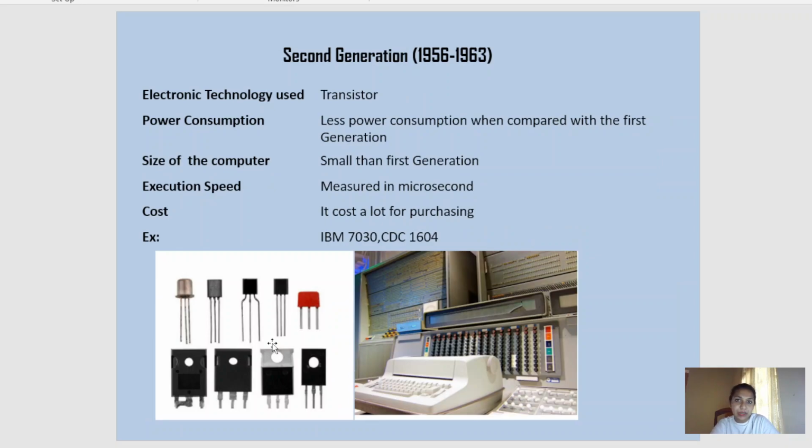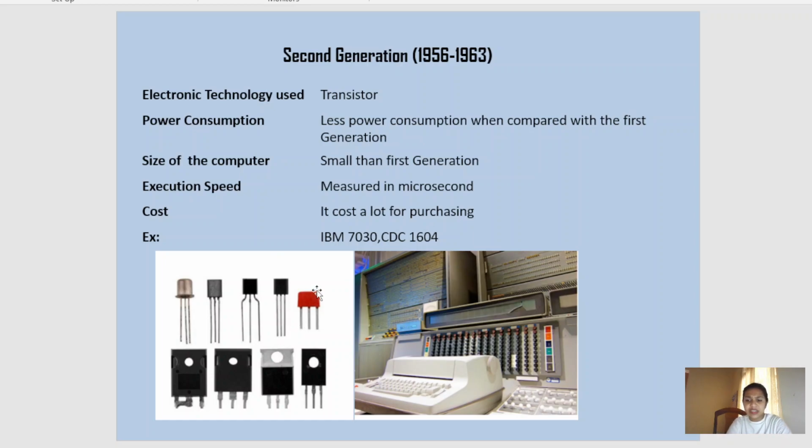The second generation used transistors as the electronic technology. Power consumption is less when compared with the first generation. The size is also smaller than the first generation, and the execution speed was measured in microseconds. It also cost a lot to purchase. Examples of second generation computers are IBM and CDC. Can you see there's a picture of a second generation computer? And there are also some transistors that were used in it.